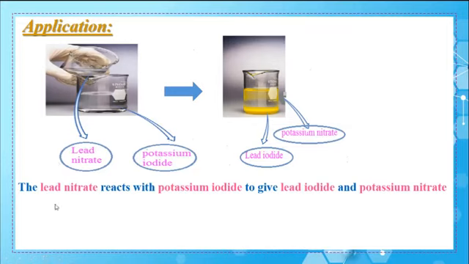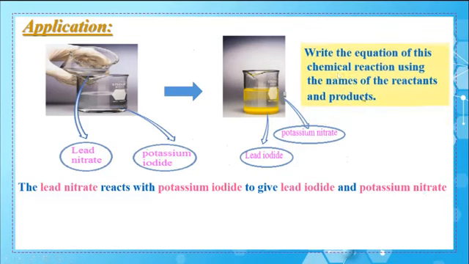Good. Yellow precipitate. Now, lead nitrate reacts with potassium iodide. Where do you see "reacts with"? Lead nitrate reacts with potassium iodide to give. This arrow indicates "to give", to produce lead iodide and potassium nitrate. How could I change it into a chemical equation?